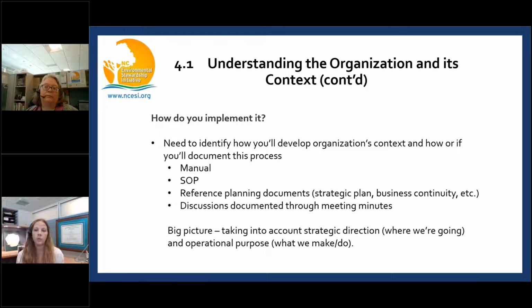Okay, so when we're talking about your context, how do you implement it? What does this stuff mean? You've done all of this thought experiment on how we can be affected by external issues and internal issues. What does it mean? Well, you need to identify how you are going to develop your organization's context. Is this going to be a thought experiment where you all sit in a room and have these thoughts, or is it going to be a documented process?